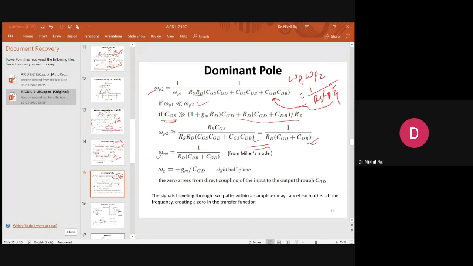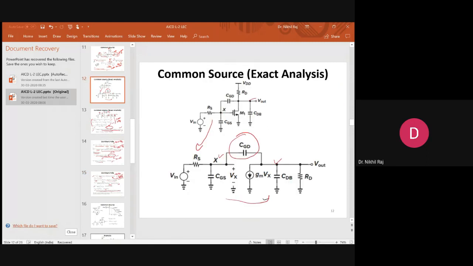Now coming to the zero, as we see here, the zero is also introduced, that is gm by Cgd, which lies in the right half plane. And why is this zero added? Because there was a direct coupling of the input to the output through Cgd. So if we look at the architecture, I will give some hint here. As I said, coming to slide 12, you see the figure, slide 12 figure.